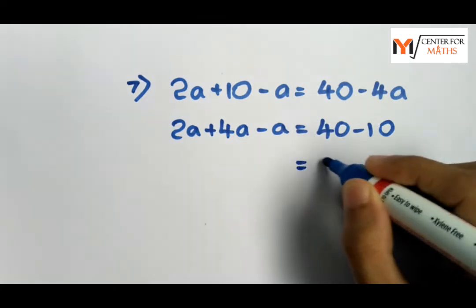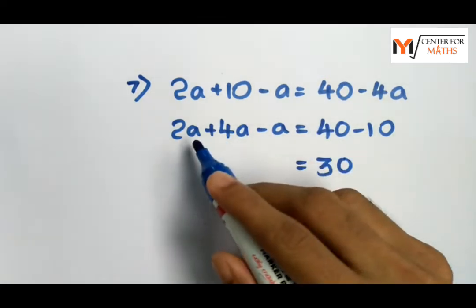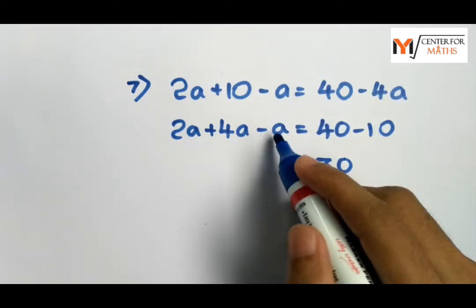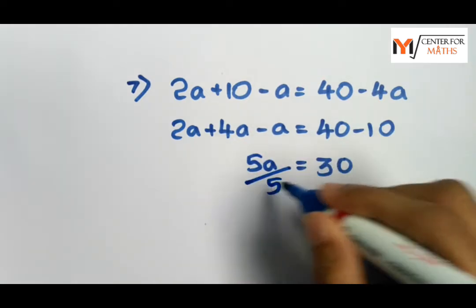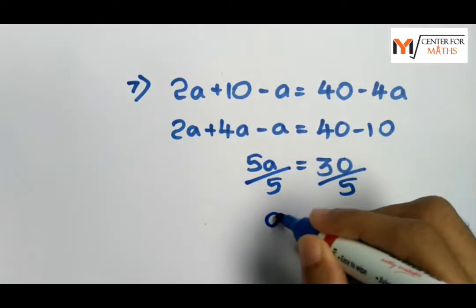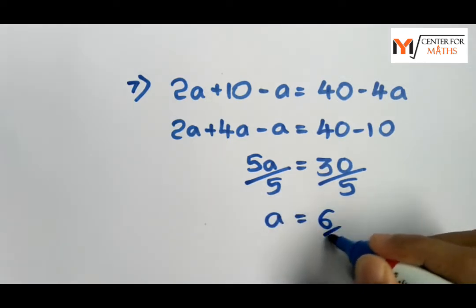So now 40 minus 10, the answer is 30. And 2a plus 4a, 6a. 6a minus a is 5a. Now to make a the subject, we should divide both sides by 5. So a equals 30 divided by 5, which is 6.